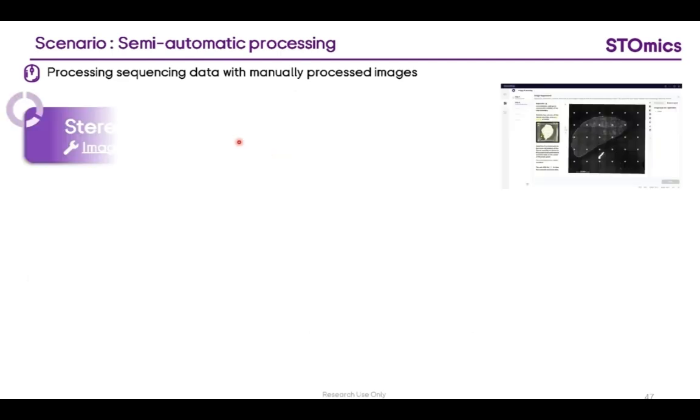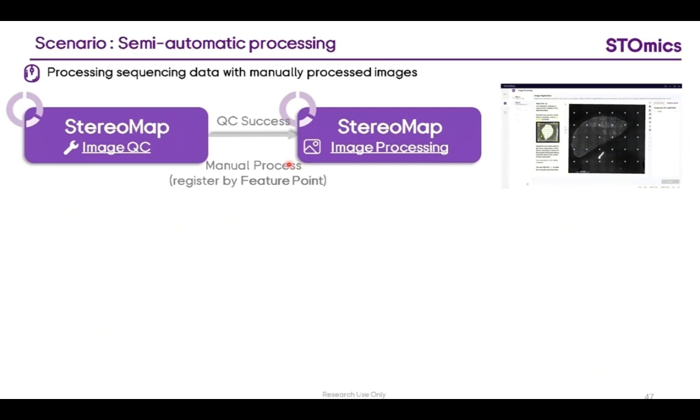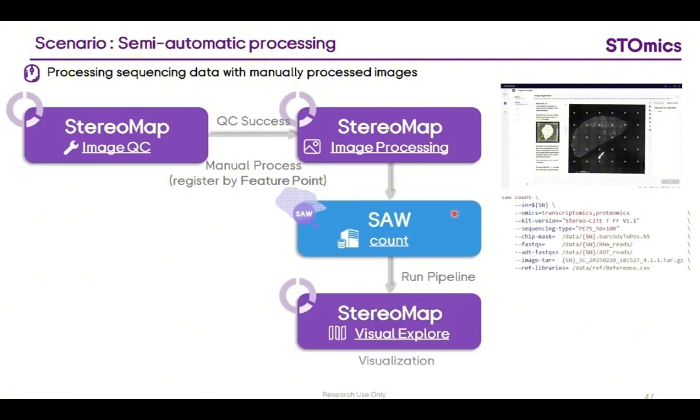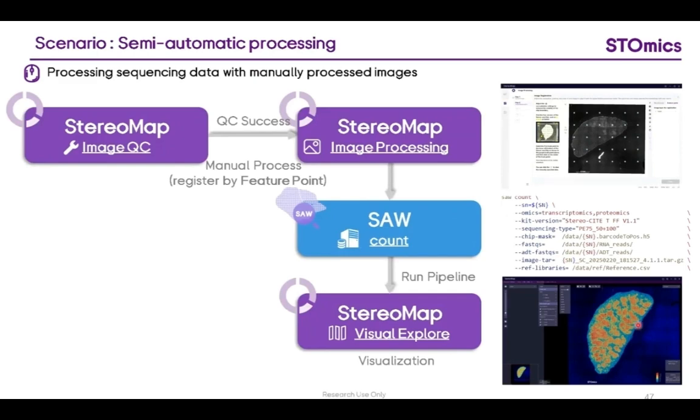In the second scenario, the user works with an image that requires manual processing. After confirming that the image has passed quality control, but before the sequence data is available, the user can perform feature point registration, as I mentioned before, and manually adjust the image, like tissue segmentation and cell segmentation. And once the sequence data is ready, they can input it into SAW for analysis and then visualize the data in StereoMap.